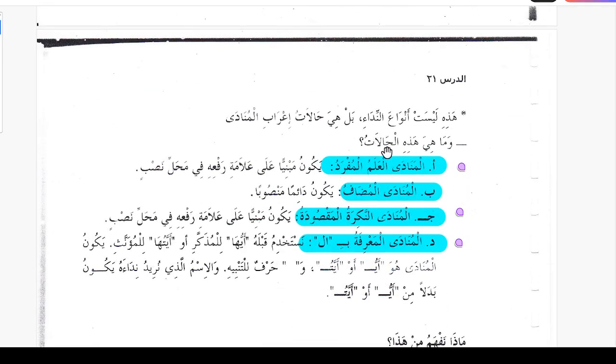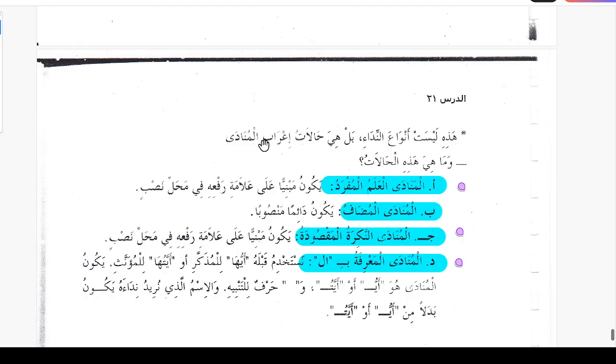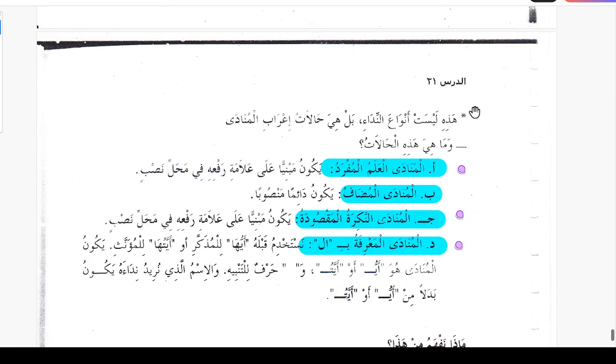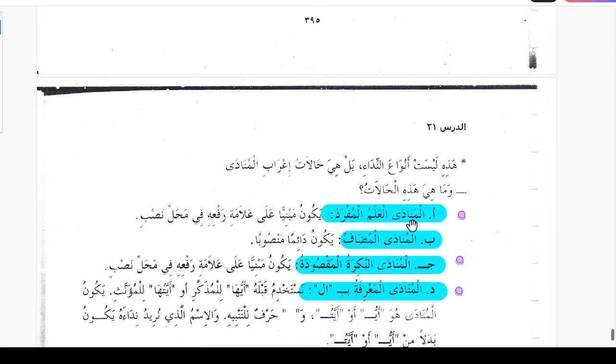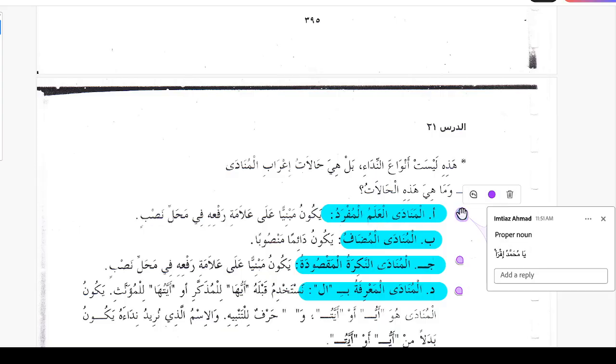فَمَا هِيَ هَذِهِ الْحَالَاتُ, and what are these halat and what are these conditions? So now these about 4 sentences we're gonna study, what are those conditions. So the number 1 is ya duwaliyu. So this is called al munadal alamul mufradu. So this is al munada proper noun.